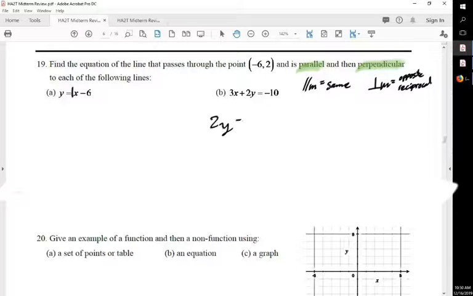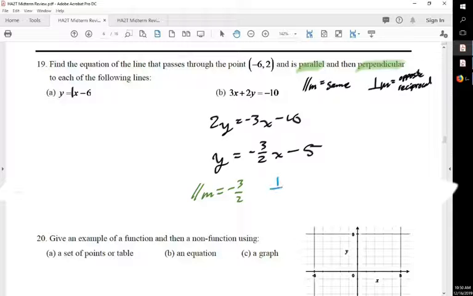So we have 2y equals negative 3x minus 10. Then I divide everything by 2 to get negative 3 over 2x and then minus 5. So now I see what my slope is. Do you guys know what the perpendicular or parallel slope is for that? Same thing. What is the perpendicular slope? 2 over 3. And so now you just have to use this point and this slope to write that equation.